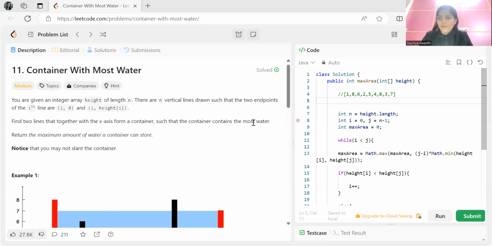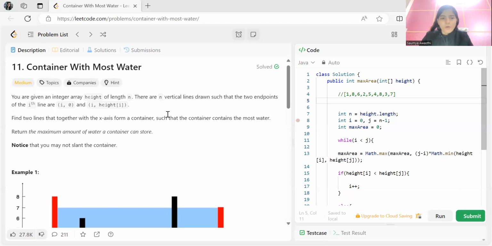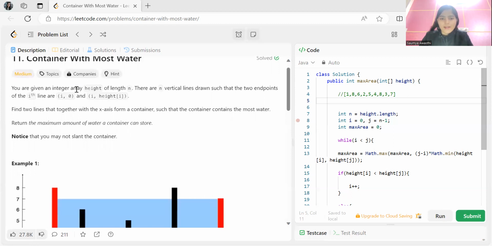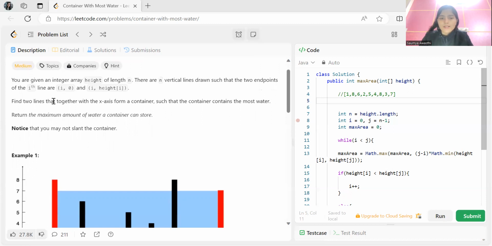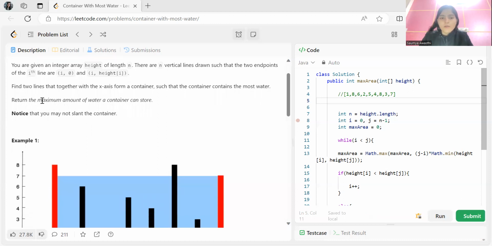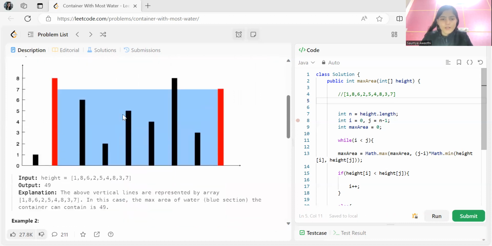So let's get started with the problem statement now. The problem says you are given an integer array height of length n. There are n vertical lines drawn such that the two endpoints of the ith line are (i, 0) and (i, height[i]). Find two lines that together with the x-axis form a container such that the container contains the most water. Return the maximum amount of water a container can store. Notice that you may not slant the container, right?